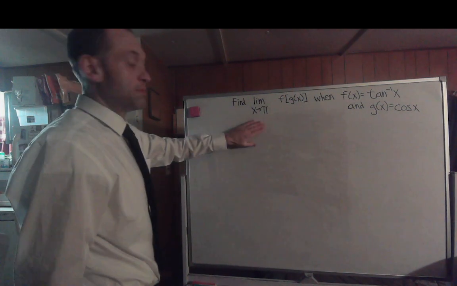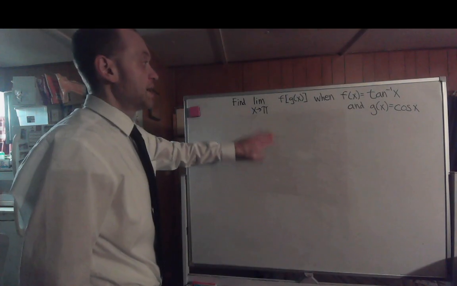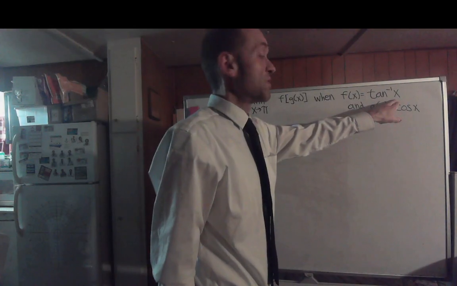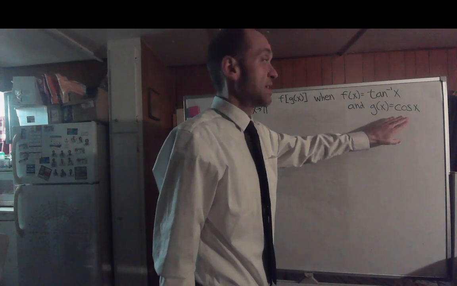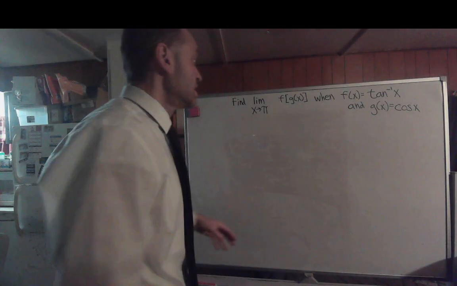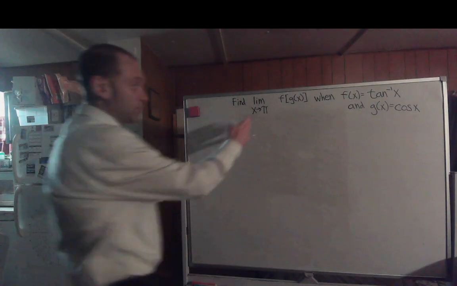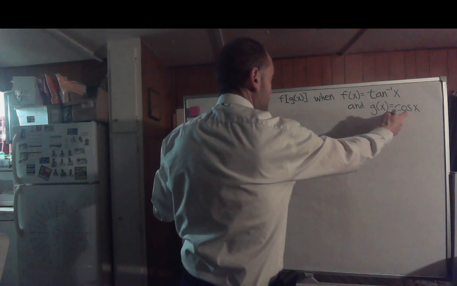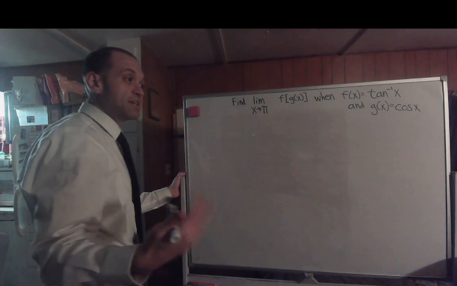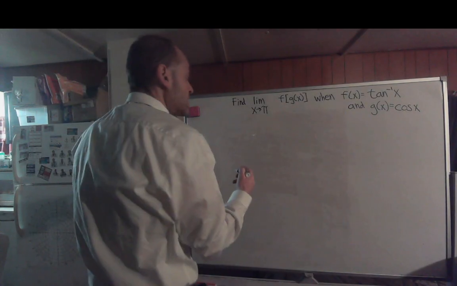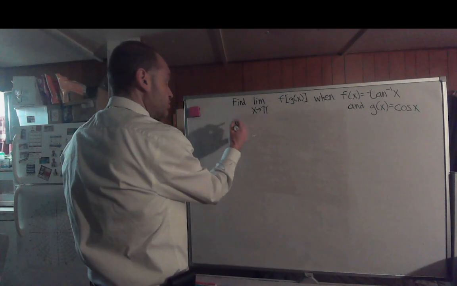So find the limit as x approaches pi of f of g of x when f of x equals the inverse tangent of x and g of x equals the cosine of x. Can we use that shortcut method? Well, the general limit as x approaches pi for cosine of x actually does exist, and we know that that's going to be -1. So yes, we can use the shortcut method.